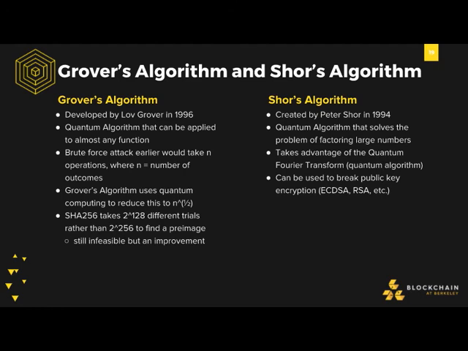Shor's algorithm is a little more applicable. It was created by Peter Shor in 1994, and it solves the problem of factoring large numbers. Within Shor's algorithm, there is a process called the QFT, or quantum Fourier transform, which is a quantum algorithm used in Shor's to facilitate the factoring of these numbers. This allows Shor's to be used to break ECDSA, RSA, basically any form of asymmetric key cryptography.